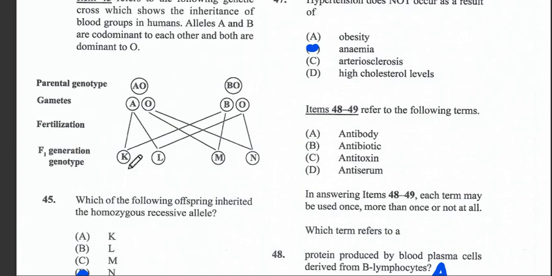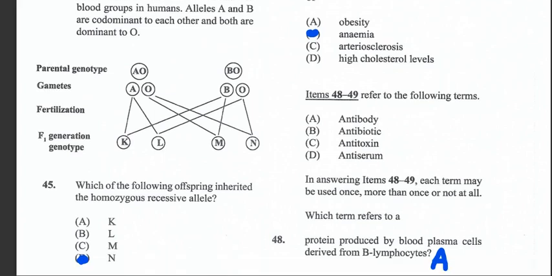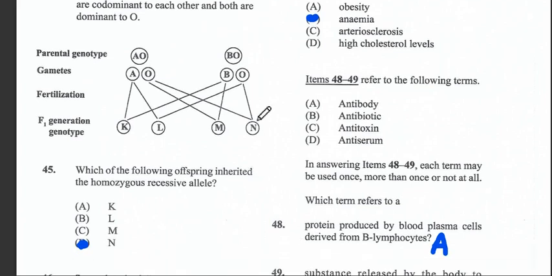Number 45 says: which of the following offspring inherit the homozygous recessive allele? So we are talking about the recessive allele, therefore we are talking about the N. Homozygous is different from the offspring inheritance.